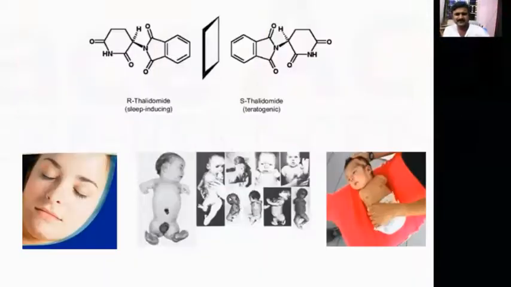Okay, let us see the picture. R-thalidomide. Thalidomide is a sleep-inducing drug given to pregnant ladies in olden days. But if it is changed to S-thalidomide in the body, then it becomes a more toxic substance, teratogenic. That means the child after birth may also get a lot of problems. It indicates that the rotation of these isomers gives a lot of changes in the properties.